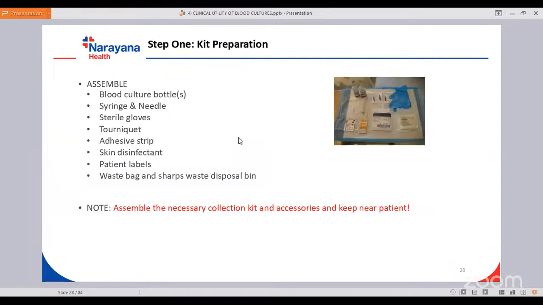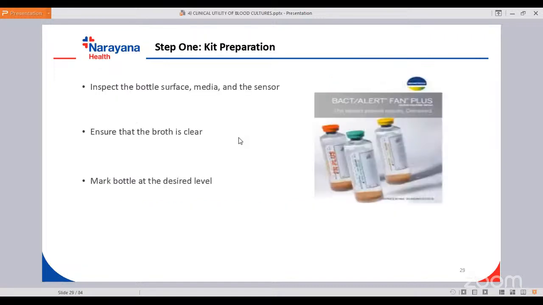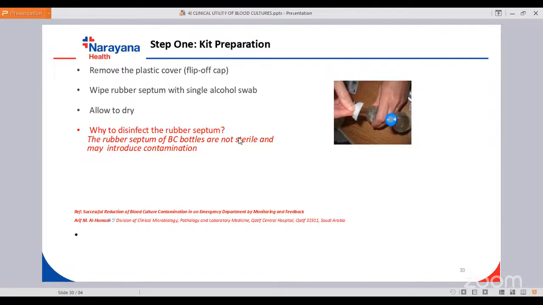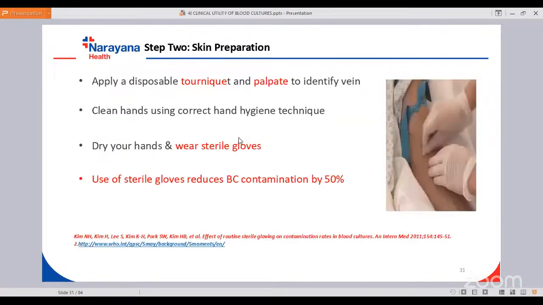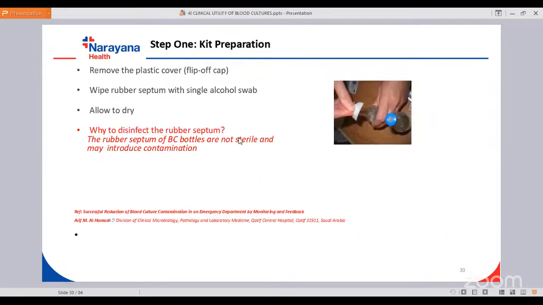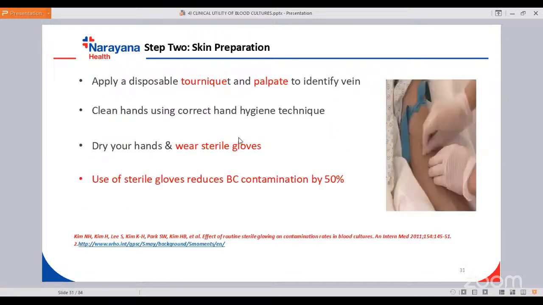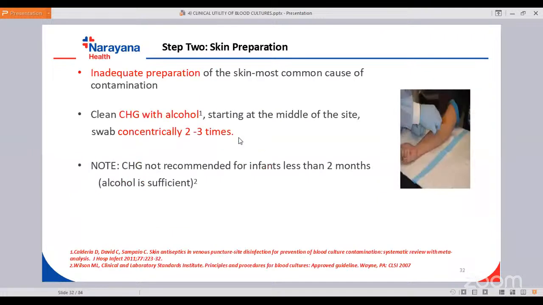Make sure that you keep all your material ready before doing blood culture collections. Inspect the bottle and see that the bottle is fine and it's not expired. Clean the top of the bottle using an alcohol swab because there are references that tell you that coagulase negative staph is found on the top of the bottles. Then you apply a tourniquet, clean your hands, wear sterile gloves. Why sterile gloves? Because articles are telling you that it reduces blood culture contamination by 50% because it's a sterile procedure.